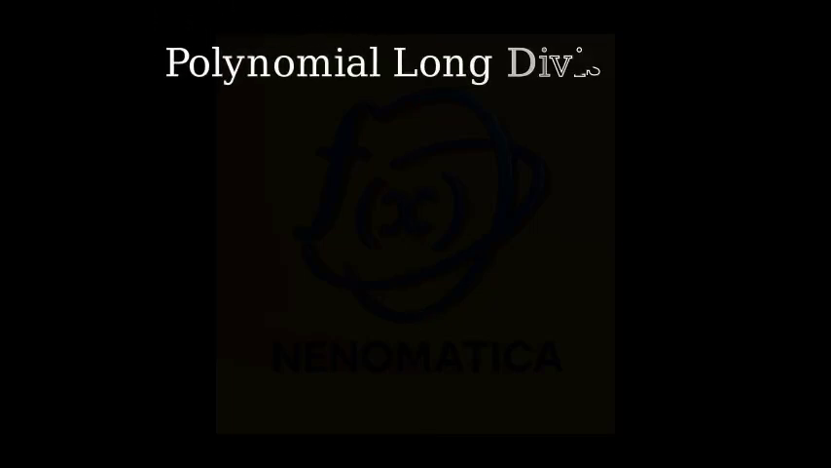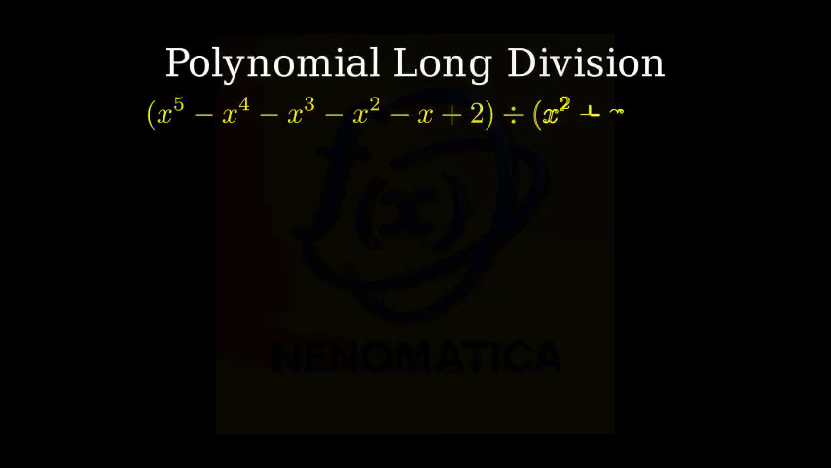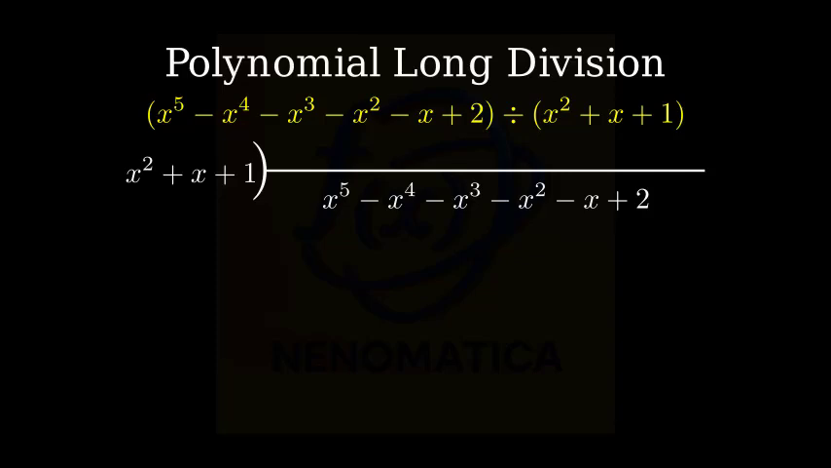Welcome to this tutorial on polynomial long division. Today, we'll work through a detailed example to show you how to divide one polynomial by another, step by step. Just like in regular long division, we'll set up our work with the divisor on the left and the dividend underneath a division symbol. Here we have our dividend x to the fifth minus x to the fourth minus x cubed minus x squared minus x plus 2. And our divisor is x squared plus x plus 1.